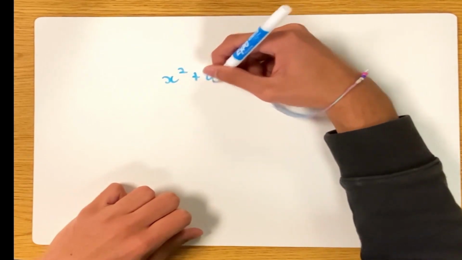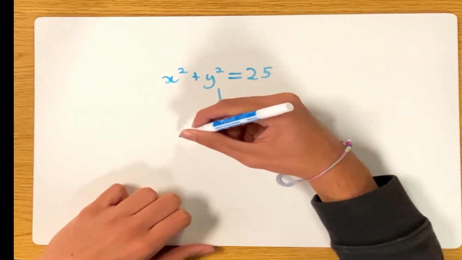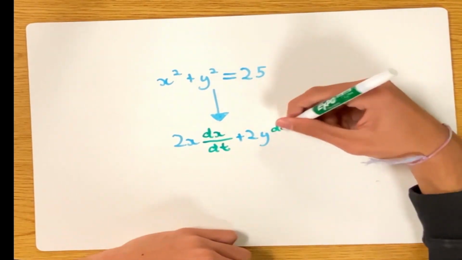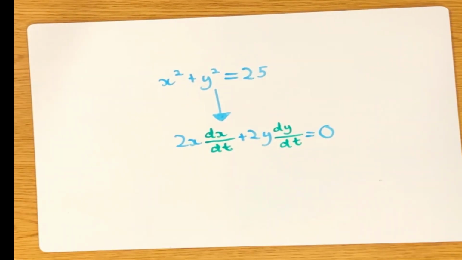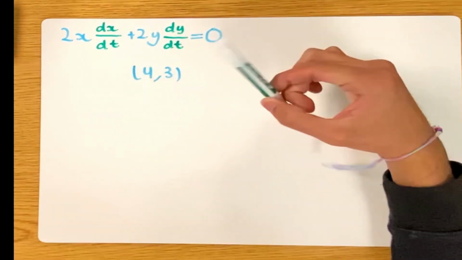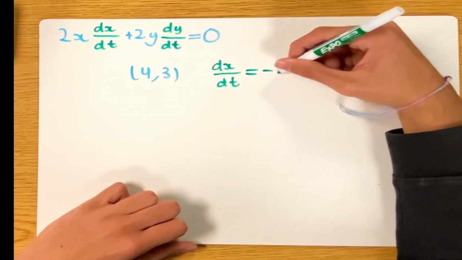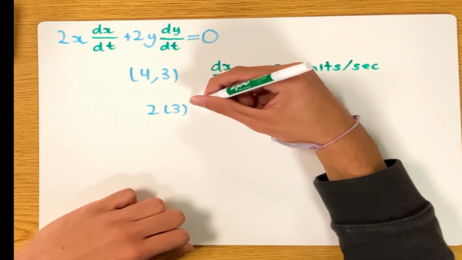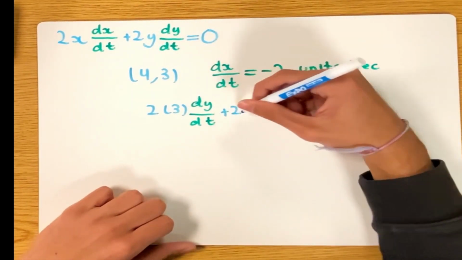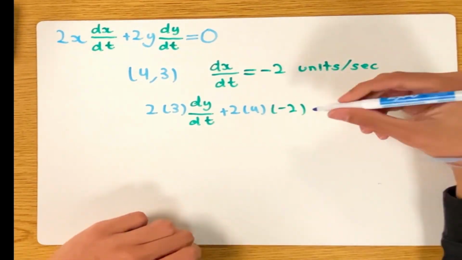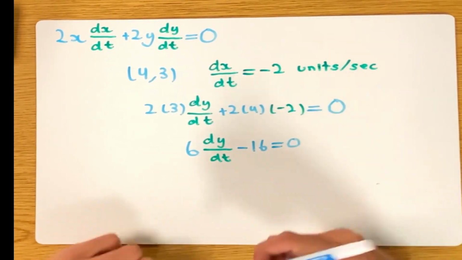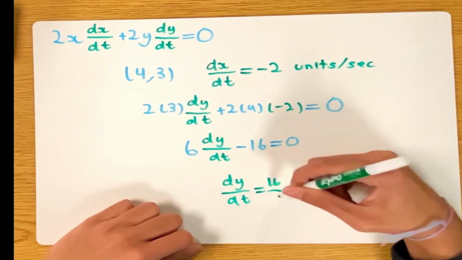Now we can differentiate the equation that was given to us. x squared plus y squared is equal to 25. And we will get 2x dx/dt plus 2y dy/dt is equal to 0. The problem already gave us x and y, which is (4, 3), and dx/dt, which is negative 2 units per second, so we can substitute them into the derivative equation to solve for dy/dt. Add 16 to both sides and divide by 6 and we'll get dy/dt, which is equal to 8/3 units per second.